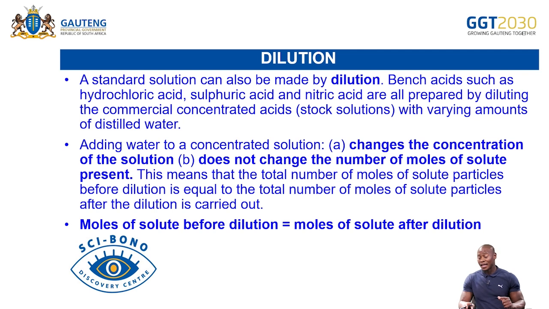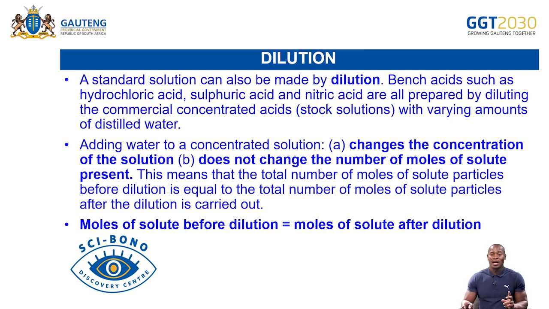Dilute acid or dilute base contains a small amount of acid or base in proportion to the volume of water. So if you want to dilute a solution, you add water. You cannot dilute a solution of hydrochloric acid with sodium hydroxide. So you dilute using water. Water is the solvent. When it comes to dilution, what is important is that we dilute using water.